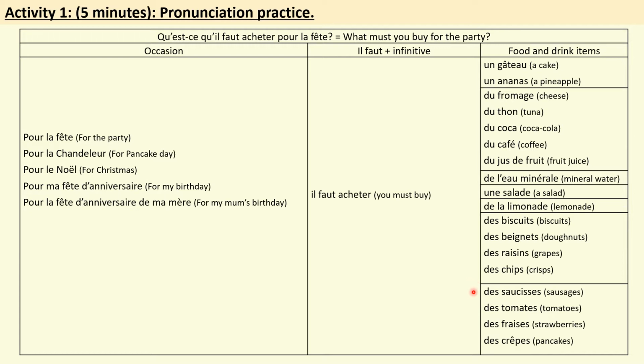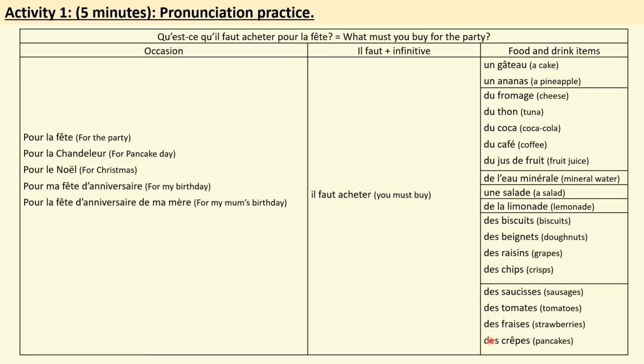Here's your feminine plural items. Écoutez et répétez des saucisses. Des saucisses. You know, tomatoes. Écoutez, répétez des tomates. Des tomates.